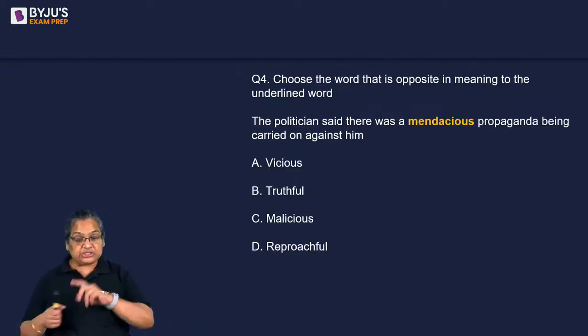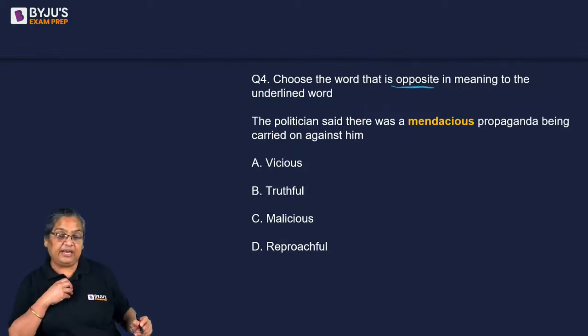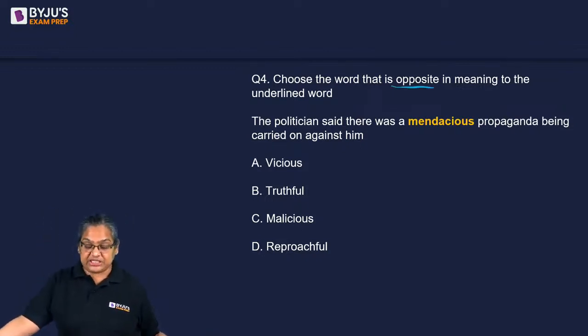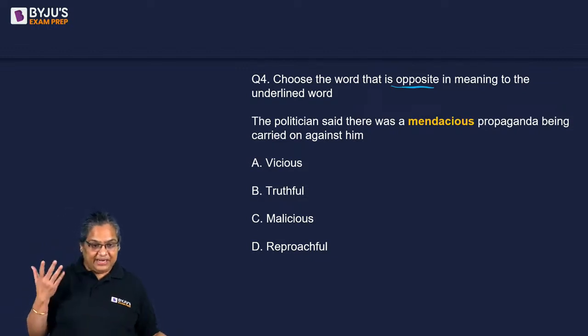Okay. Choose the word that is opposite in meaning to the underlined word. The politician said that there was a mendacious propaganda being carried on against him. So what kind of propaganda is being carried against the politician, and what is the opposite of that? There was a mendacious propaganda. What does mendacious mean? Opposites, you got it, because it's a word which goes against truth. So truthful, yes, but what does mendacious mean? Not truthful. Okay, a mendacious person is a liar, misleading, deceitful.